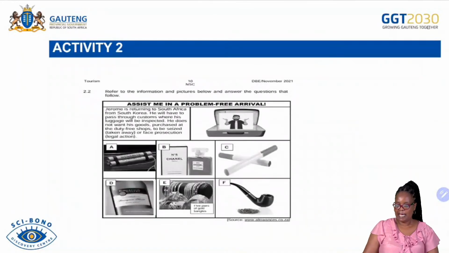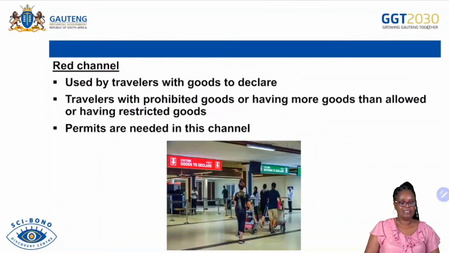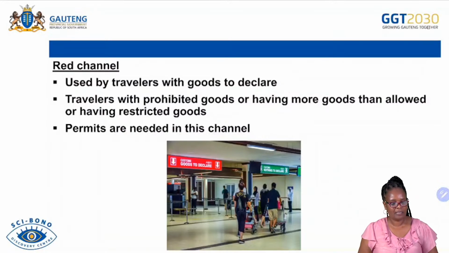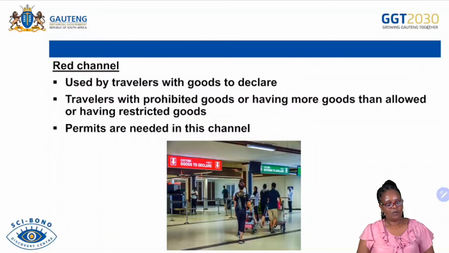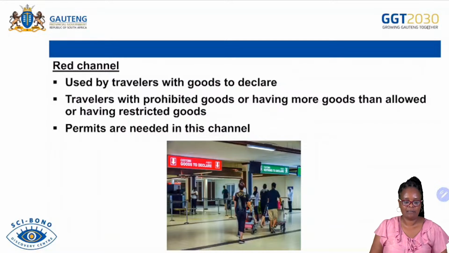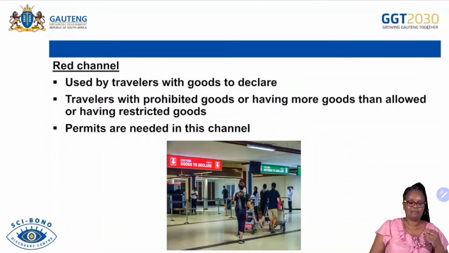So to declare, we declare in the red channel. We talk about that here. It's where the travelers are bringing things that are more than what is allowed, or the ones that have been restricted. And on this one, they need to produce the permits. They must produce the permits for this.